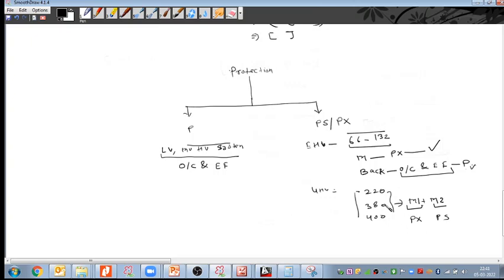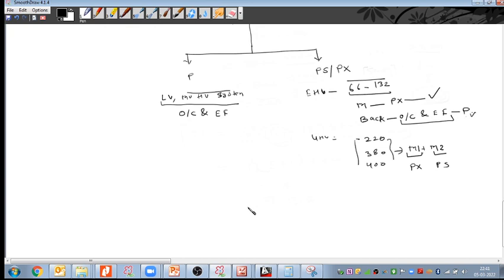So this is one way of selecting P and PS class CT based on the voltage level. The P class CT has a higher error, and the PX class CT has very little error, I think around 1%, whereas P class has 5%, 10%, 15% like that. We'll see the types of error when we go to the P class CT sizing calculation. But here it has only 1% error, so that is less error.